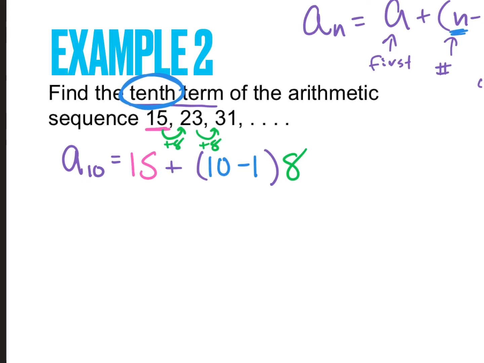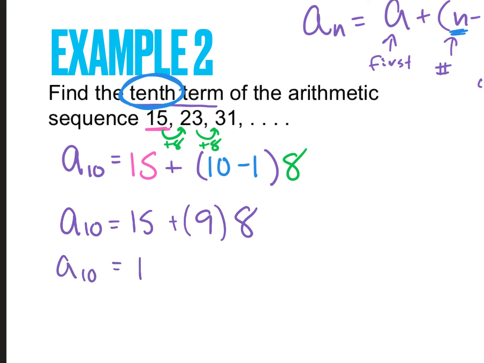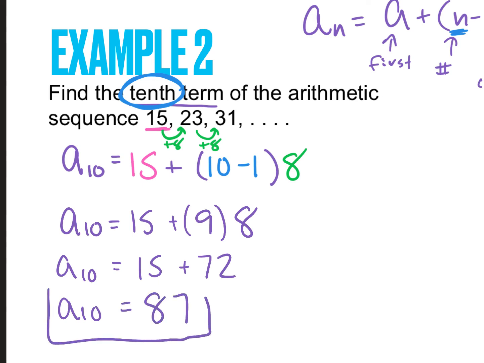And then what should I do first to solve? Parentheses. So 10 minus 1 is 9. And 9 times 8? 72. And 72 plus 15? 87. So a sub 10 is 87.